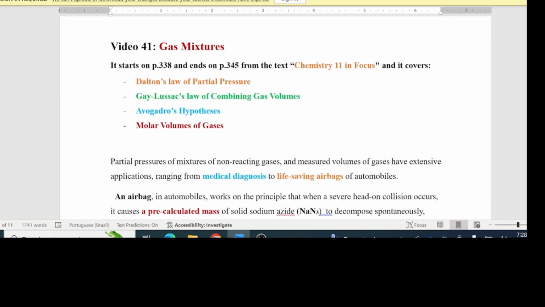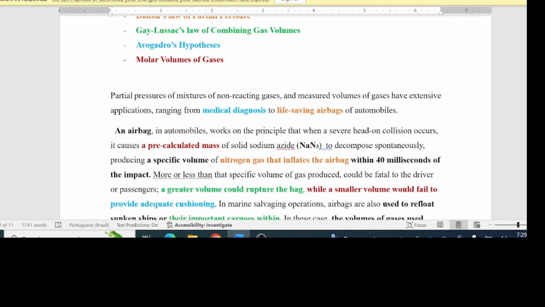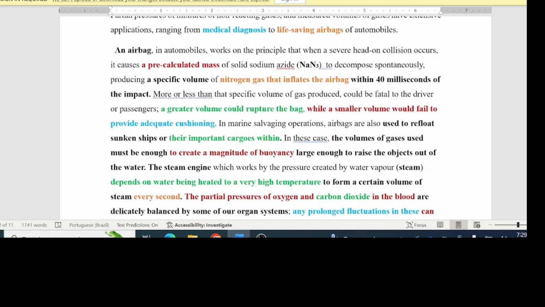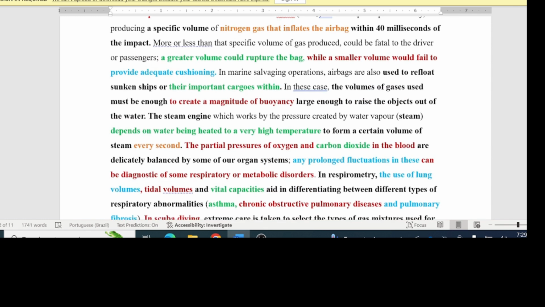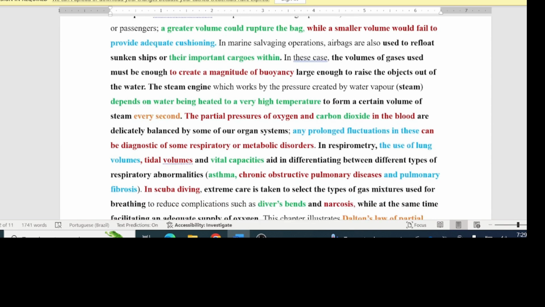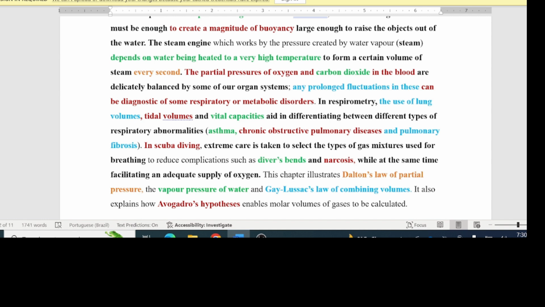I'm going to ask you to read some points that are made here about the applications of gases and gas mixtures. So it speaks about airbags that depend on a certain volume of nitrogen gas to be produced in less than 40 milliseconds after a collision. To refloat sunken objects in bodies of water. Working of the steam engine. Diagnosis of metabolic and respiratory disorders in scuba diving.